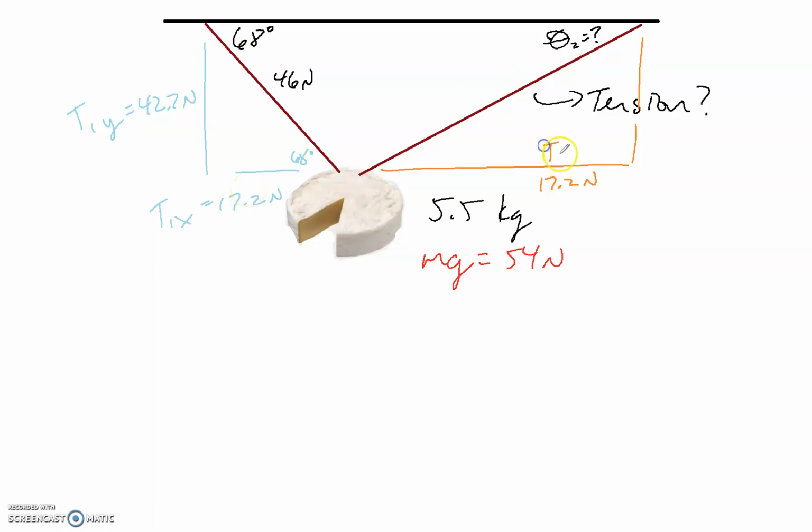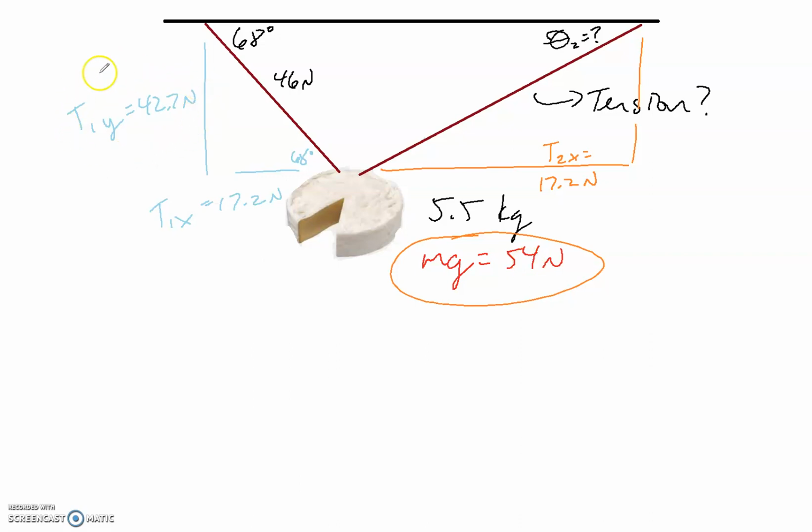This would be tension number 2 in the x, and they have to be equal because this one's pulling with 17 to the left, this one has to be pulling with 17 to the right. Okay. Now I also know that my vertical components have to add up to 54. So I have to have 54 newtons going down, so I have to have 54 newtons going up.